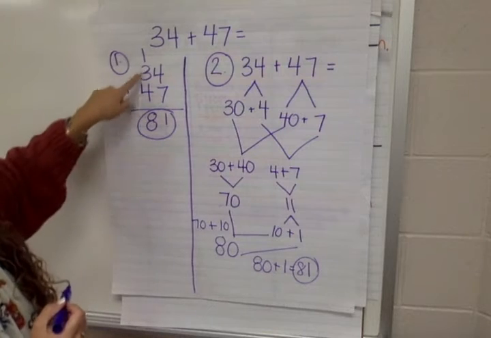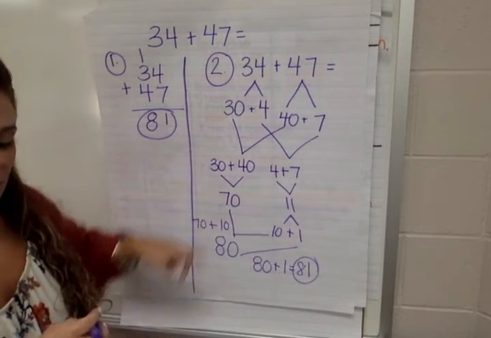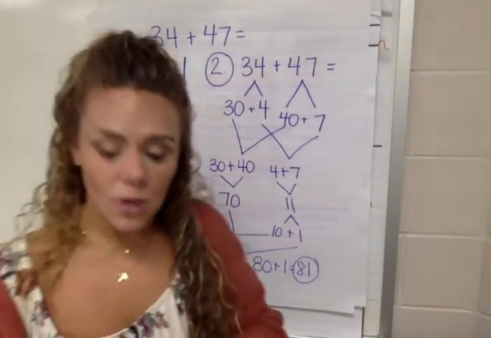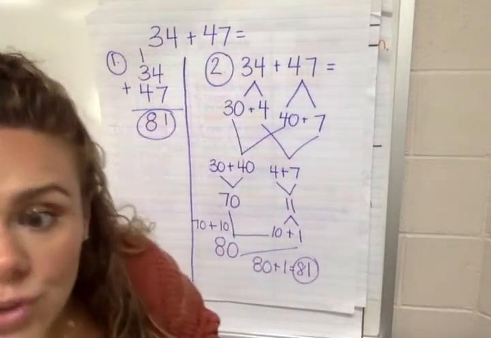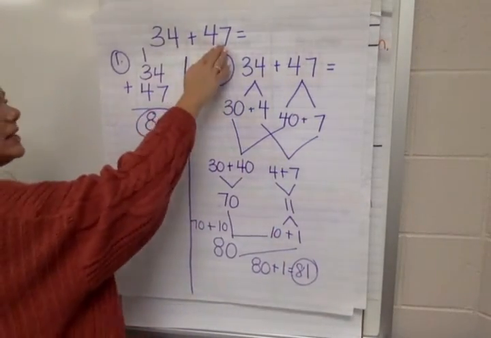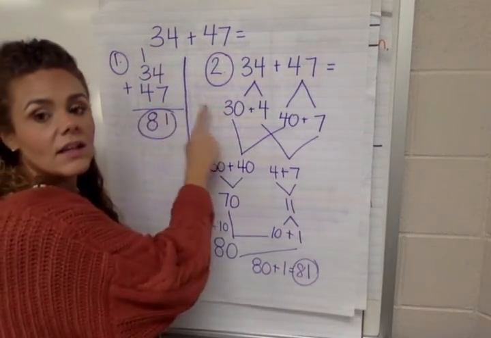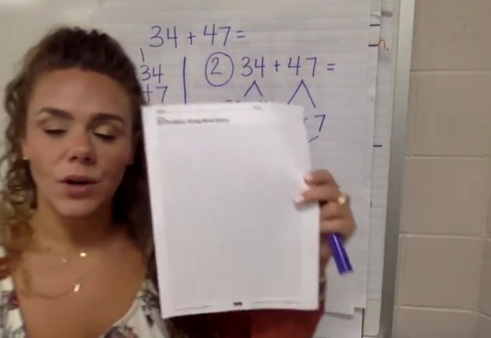We could do it the stacking kind, or we could separate the numbers by place value. So today, when you go off, I would like you to try to solve 34 plus 47 using both of these strategies in your Number Corner booklet.